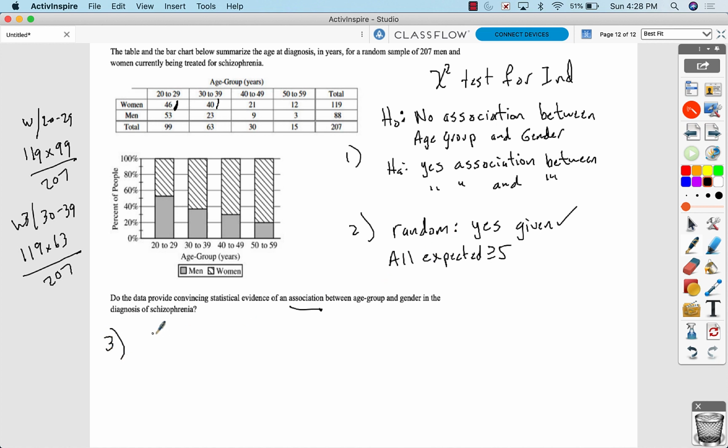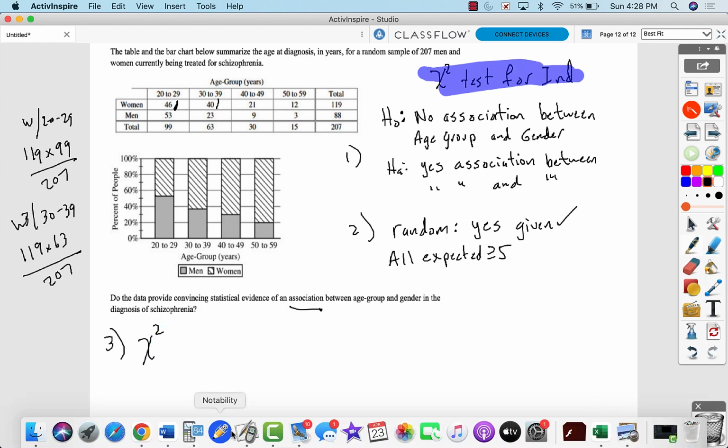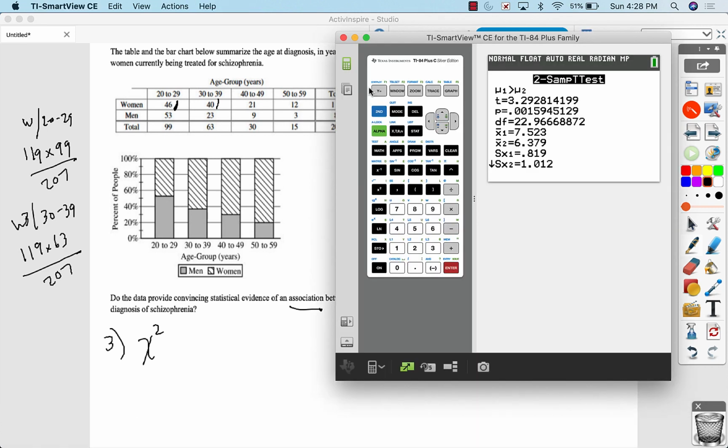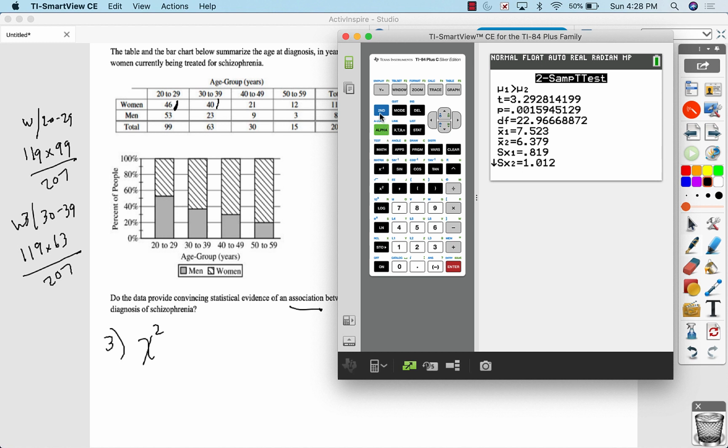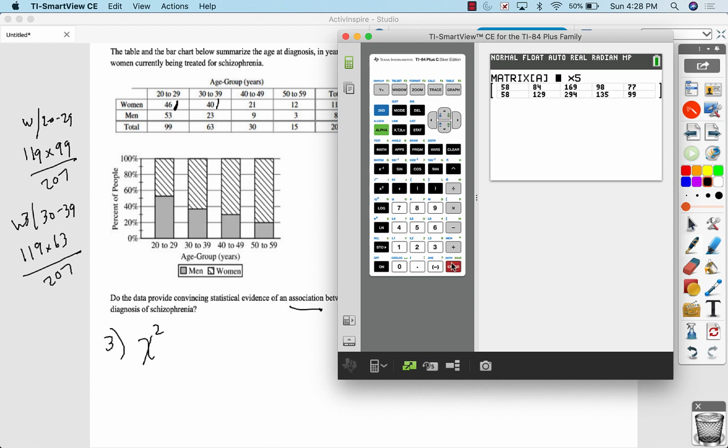Okay, step 3, and I named my test, so I'm good. I named it up here, so I don't have to show a formula. All I have to do is run it. Go back to my trusty calculator. Now chi-squared is going to be a matrix. So I'm going to 2nd, x^-1, go to edit, and we have a 2 by 3, I believe. Make sure I'm right.